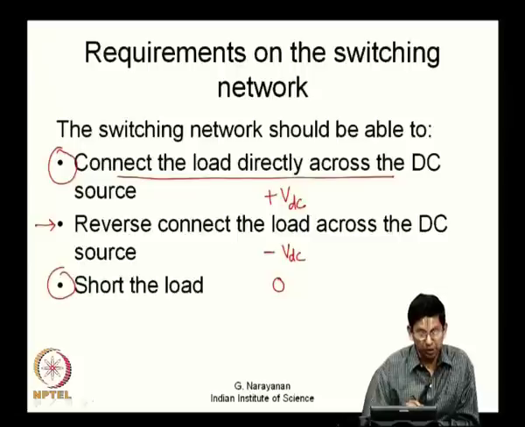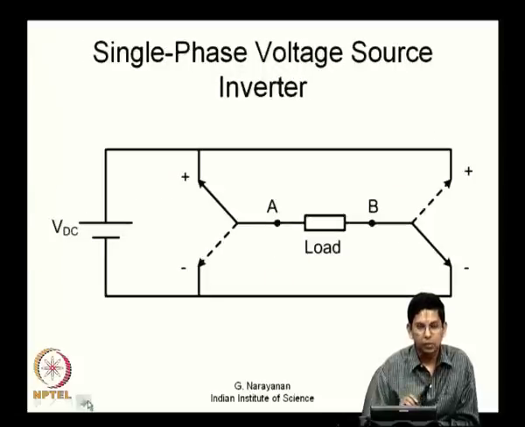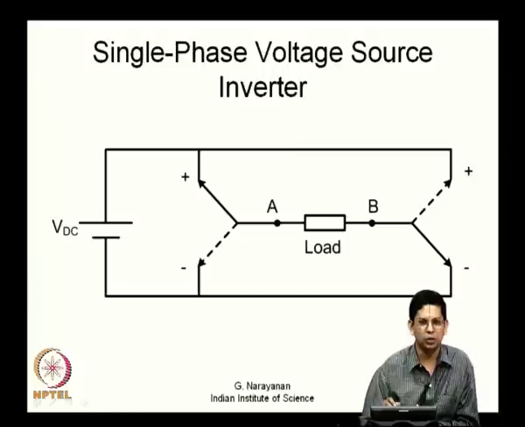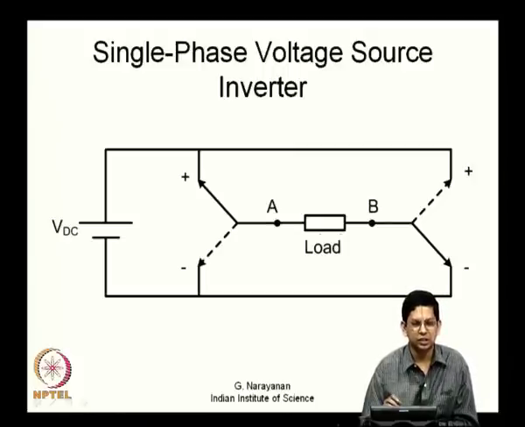So, how should the switching network look? Here we have something like this. This is the load. Let us presume that the load is inductive, as many loads are. It is RL, or it can be an active load where there is some resistance, inductance, and also a certain back EMF. That is the kind of load we are looking at, and there is a certain amount of inductance in this load.